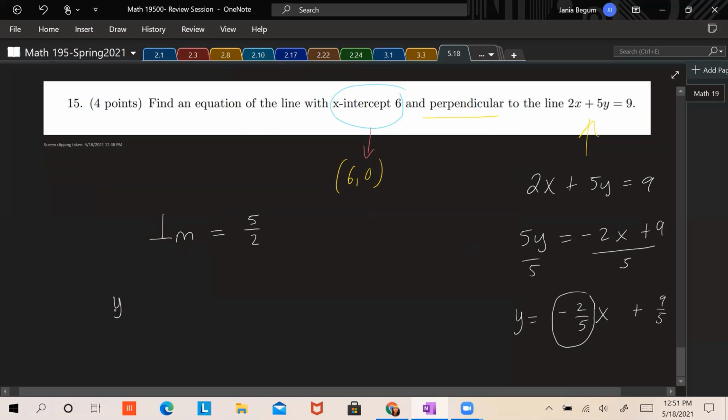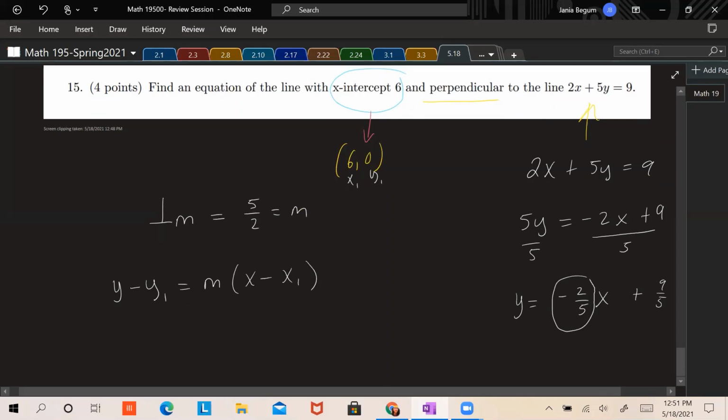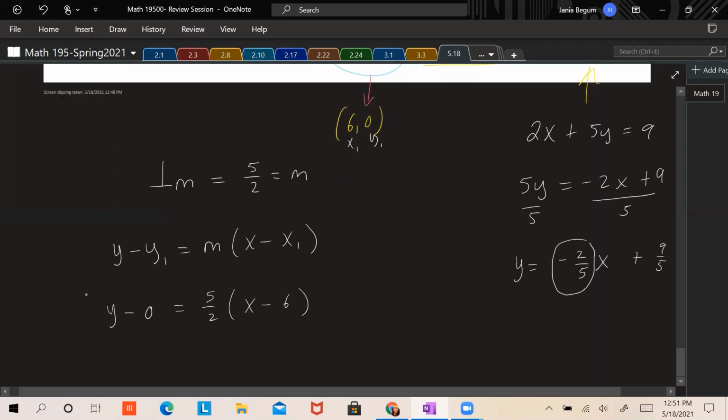So we're going to use the point-slope form. y minus y1 equals m times x minus x1. And then this is x1, y1, and this is our slope, which is perpendicular to the given line. So let's plug these in. y minus 0 is equal to 5 over 2 times x minus 6. So that's the equation of the line.